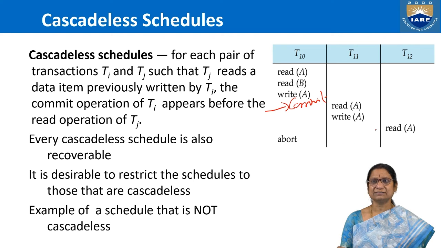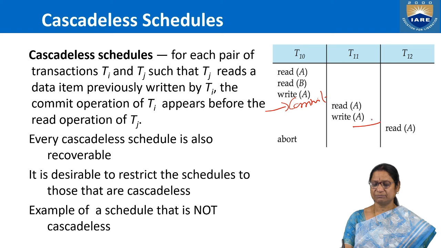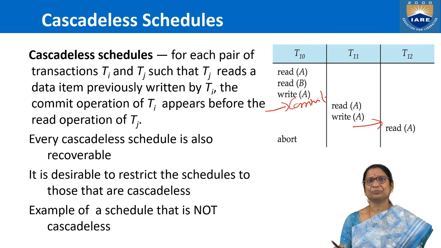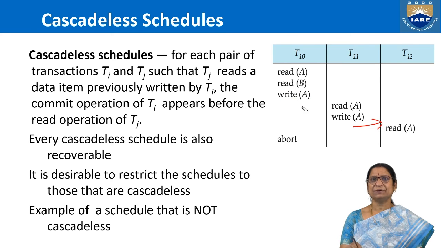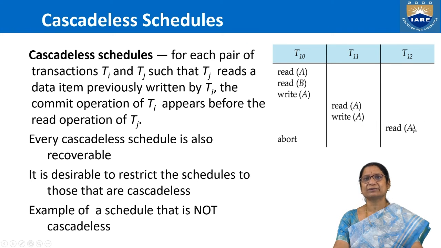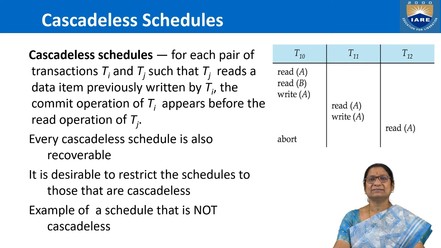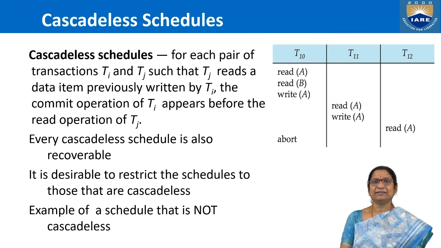If any failure occurs here, then it must be committed before reading the action. So the commit operation appears before the read operation of the other transaction which was written by the first transaction. Then the schedule is known as a cascadeless schedule. Every cascadeless schedule is also recoverable, you observe, because whichever transaction is reading the data written by some other transaction, the commit statement should appear earlier. That is the recoverable schedule which we defined earlier.